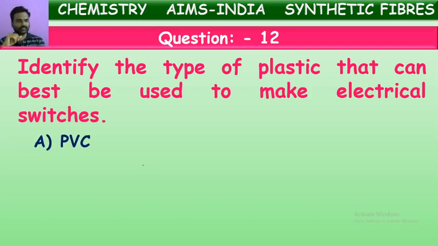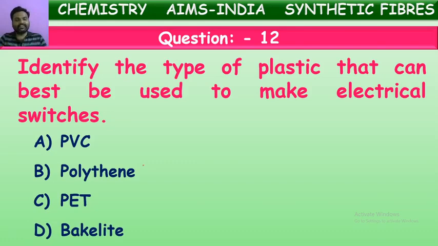Let us check the answer options once. Is it PVC, polythene, PET, or bakelite? Which is the correct answer? We know PVC is used mostly for making pipes, water pipes, so it is not. Polyethylene is used in making plastic bags, toys, and tools for home needs, even some fabrication also. PET is mostly used for water bottles and food-containing plastic tins.